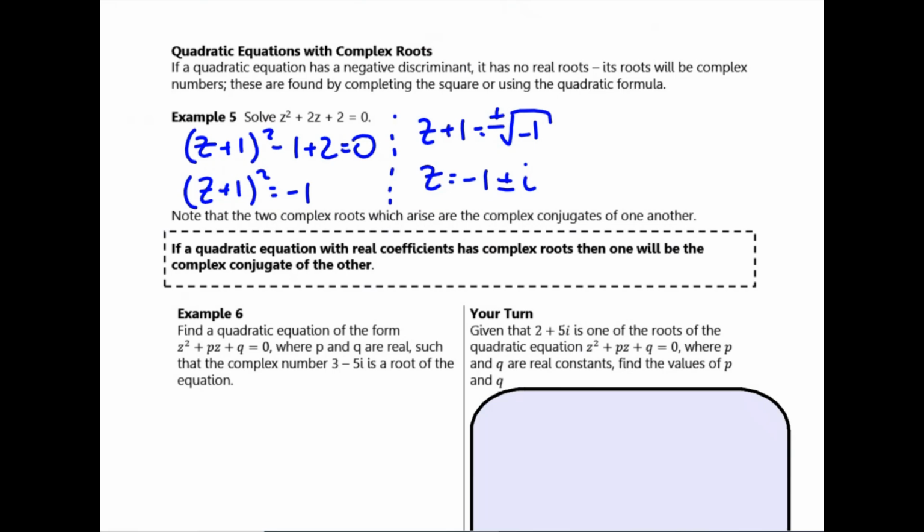Notice here we've got two roots as a conjugate pair. Because the sign is changed on the imaginary part, there's a conjugate pair -1 plus i and -1 minus i. This will always be true for equations that you're going to come across. So any equation with real coefficients, if it's got complex roots, one of them will always be the conjugate of the other. This is true for quadratics, cubics, quartics, and so on. Makes it really easy to write down the second root if you already know one root is complex for a polynomial.